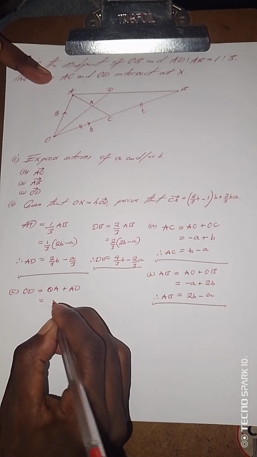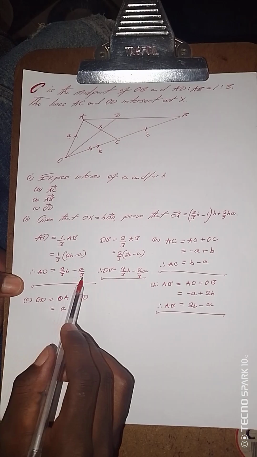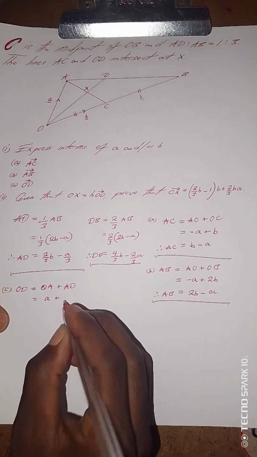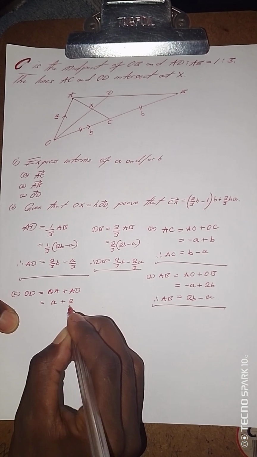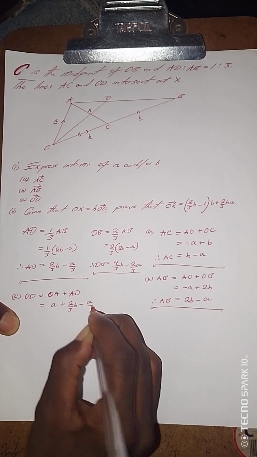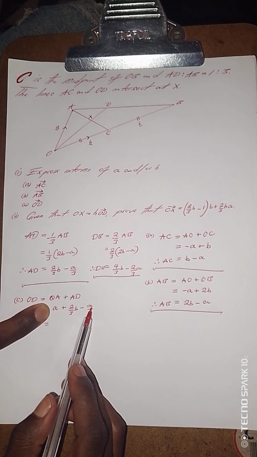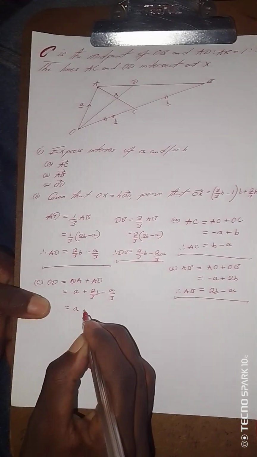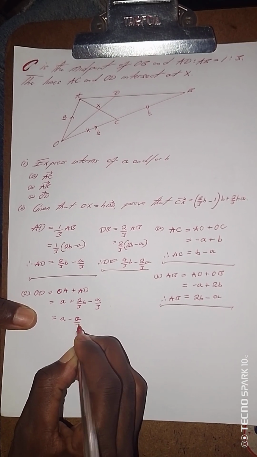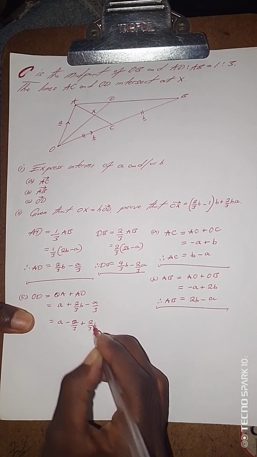So what is OA? OA, we have A plus AD. AD, we are from interpolating this one. Have you seen the benefit of interpolating this? So we just have to get this one. It's going to be 2 over 3B minus A over 3. Collecting like terms, A, we also have A. So A minus A over 3 plus 2 over 3B.